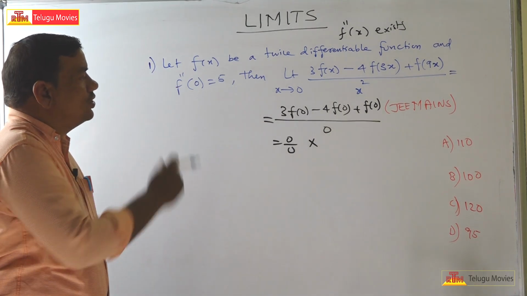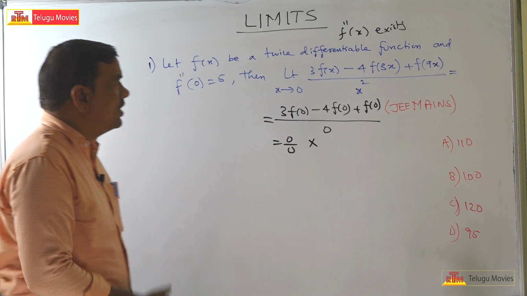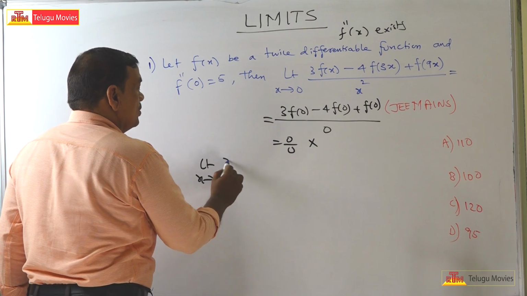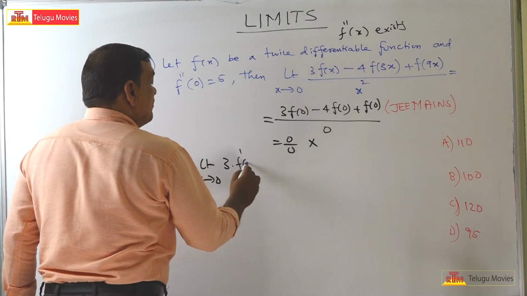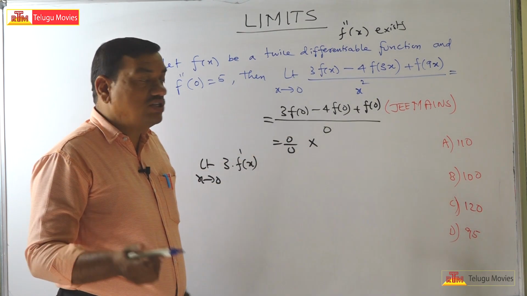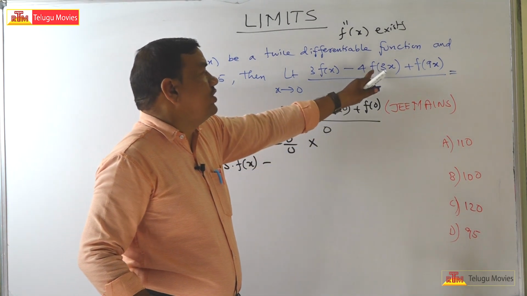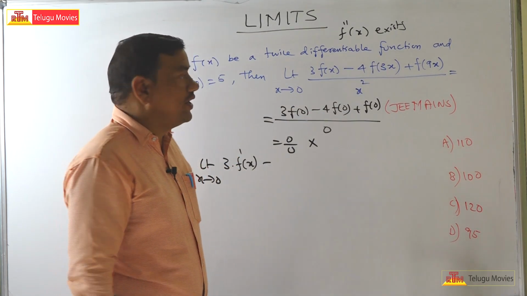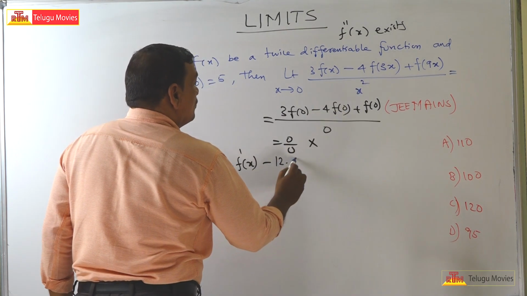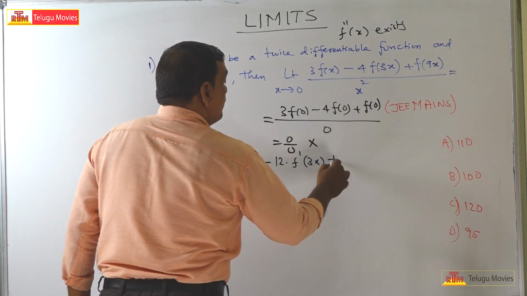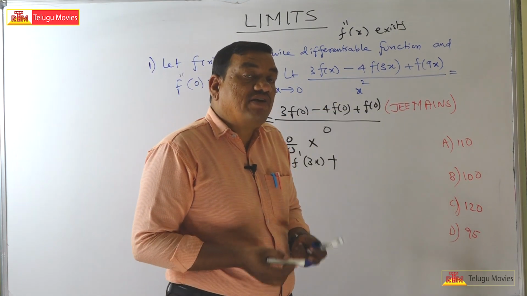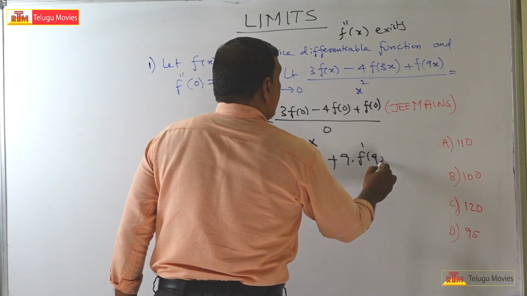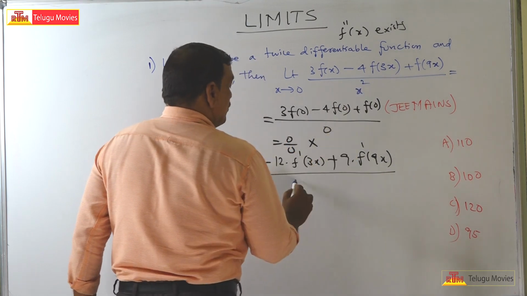Then what you have to do is apply the L'Hopital rule, that is, differentiate the numerator and denominator. So that is equal to the limit as x tends to 0 of 3 times f of x, whose derivative is f dash of x, and x derivative is 1, minus 4 into f of 3x, whose derivative is f dash of 3x, and 3x derivative is 3. Already 4 is outside, so I can write 12 into f dash of 3x, plus f of 9x, whose derivative is f dash of 9x, and 9x derivative is 9. Therefore 9 times f dash of 9x, the whole divided by x square derivative, 2x.